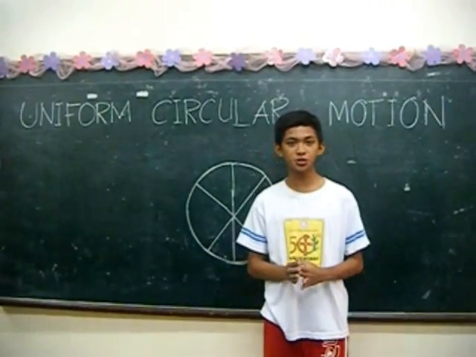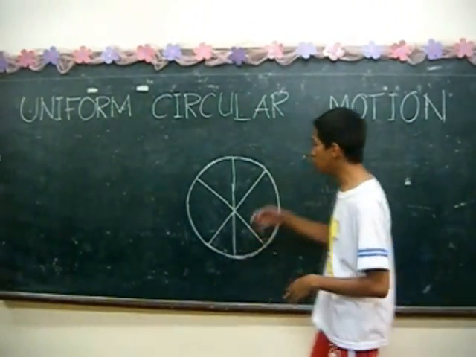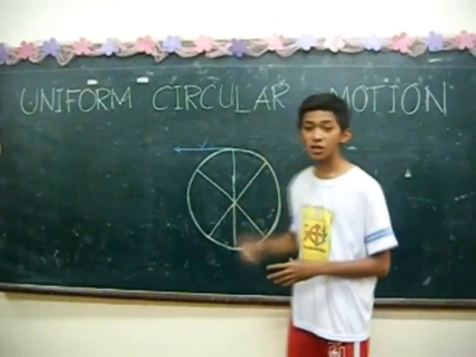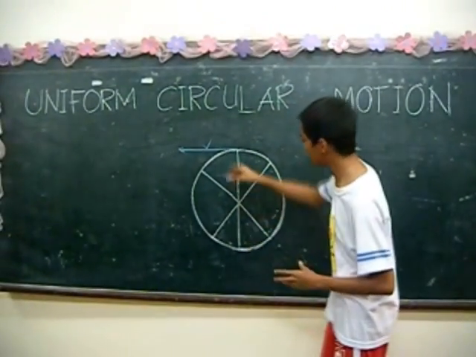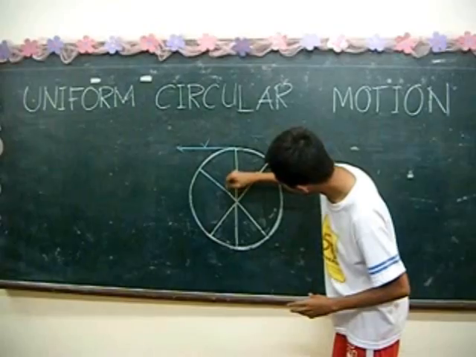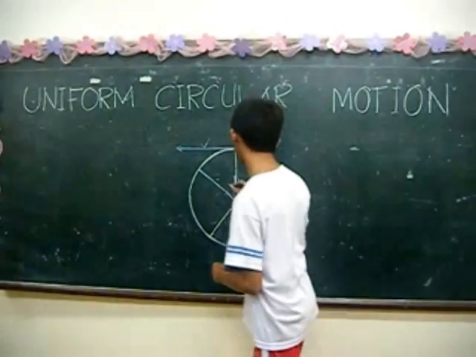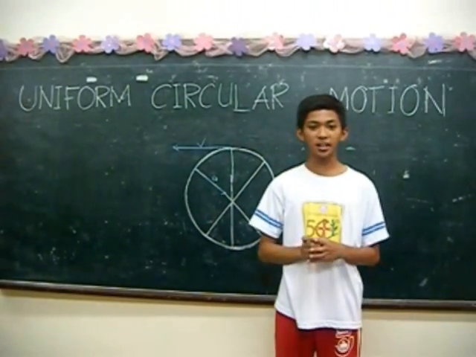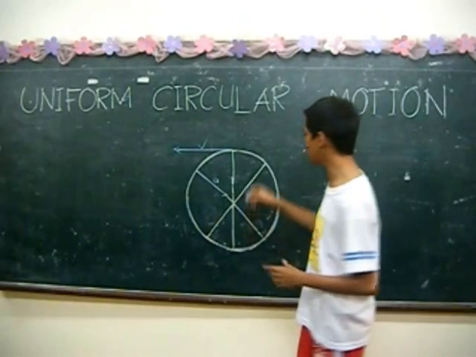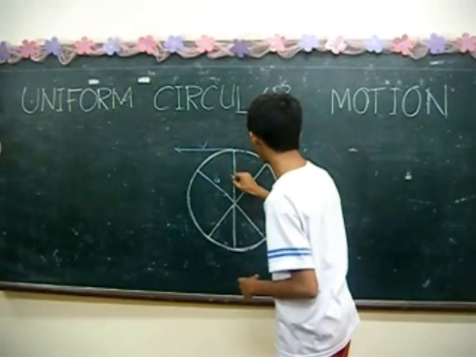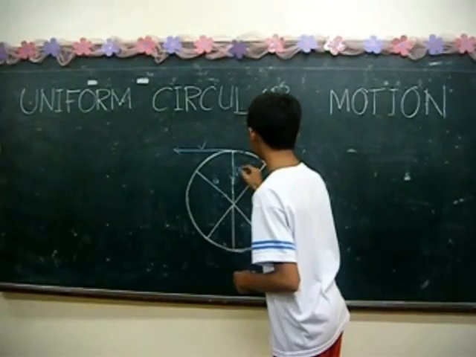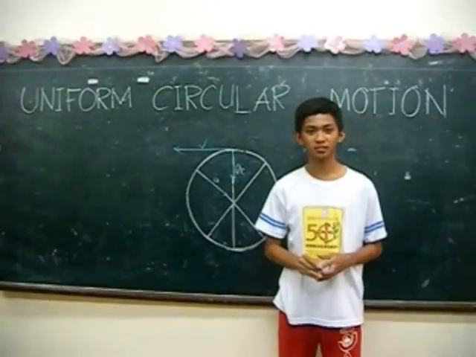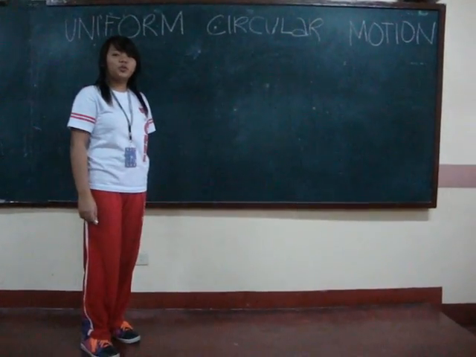When a particle in uniform circular motion moves, the velocity at each point is outward, and the acceleration is toward the center, and it is called centripetal acceleration. In uniform circular motion, we have two minor formulas.